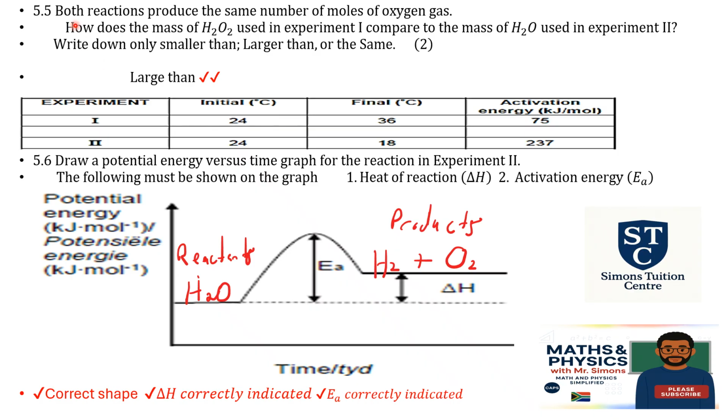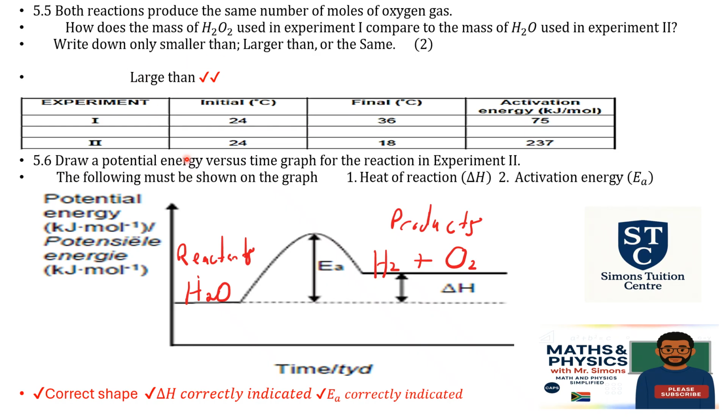Right, now they say both reactions produce the same number of moles of oxygen gas. So reaction 1 and reaction 2 produced oxygen gas. How does the mass of hydrogen peroxide, H2O2, used in experiment 1 compare to H2O used in experiment 2? So H2O2 has 2 oxygen atoms. Here I only have 1 oxygen atom. Right, so that molecule will ensure that it becomes larger than when we have 1. So therefore my answer there is larger than.